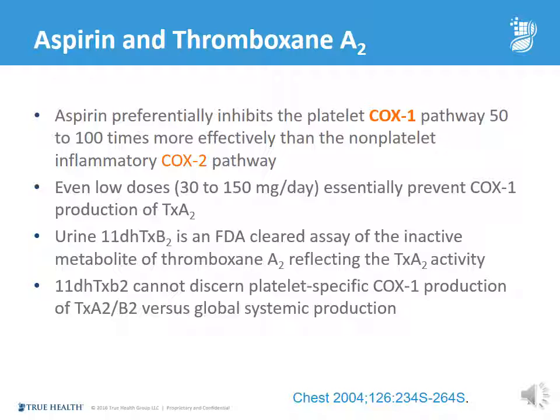Urinary 11-dehydrothromboxane B2 cannot discern platelet-specific COX-1 production of thromboxane A2 or B2 versus global production. So if this biomarker is elevated, more than likely it's coming from reactive platelets, but under other conditions, other cells can produce or activate that enzymatic pathway.